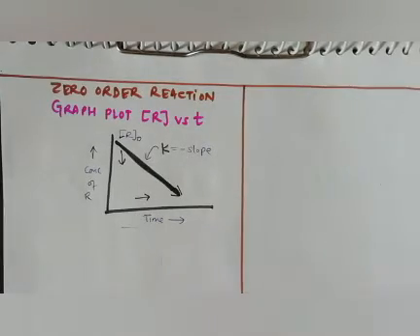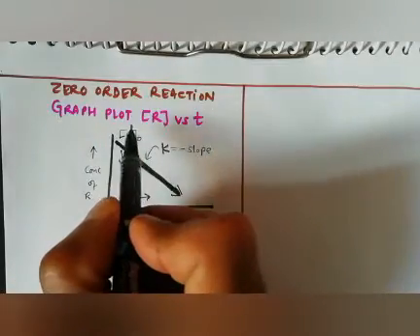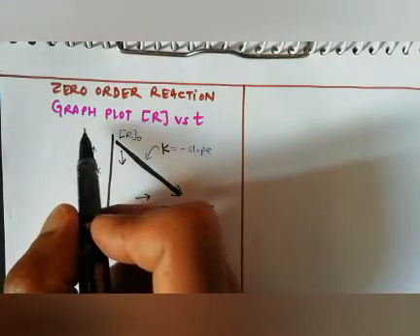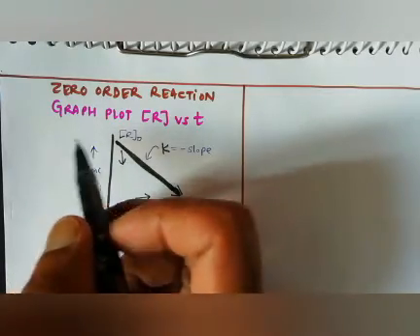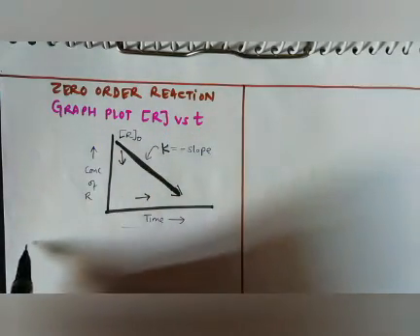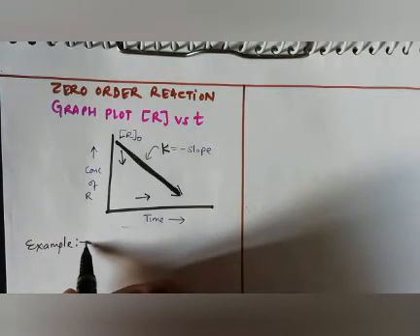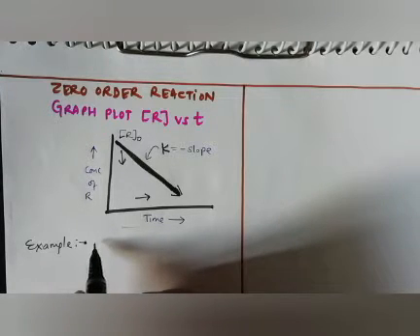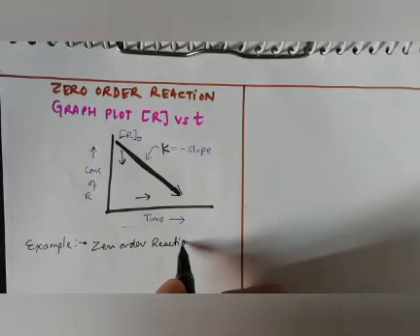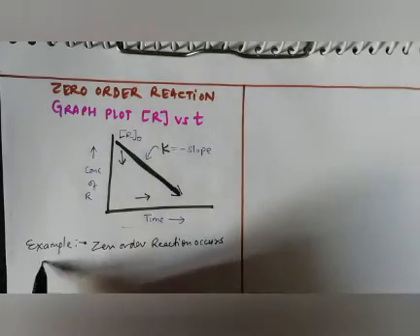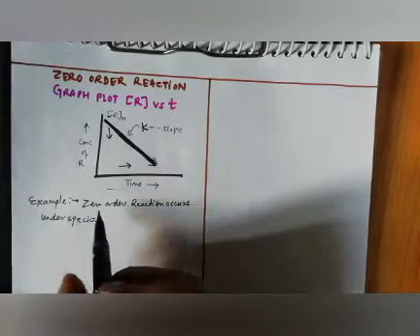Okay, so this proves that in a zero order reaction the rate of reaction does not depend upon the concentration of reactant. Okay, so zero order reactions are not so common. Basically these are not so common. Zero order reactions occur under special conditions.